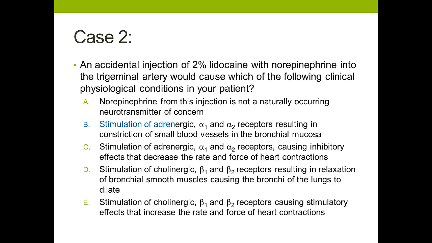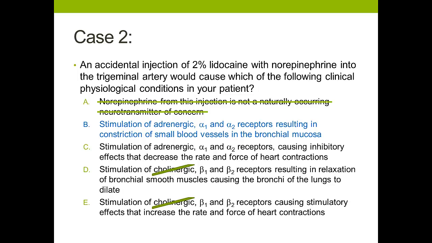The correct answer is B. In order to answer this question, you must first remember that norepinephrine is the main neurotransmitter released from postganglionic neurons in the sympathetic nervous system. Thus, response A can quickly be eliminated. Norepinephrine would bind to adrenergic receptors, not cholinergic, so we can also eliminate responses D and E.